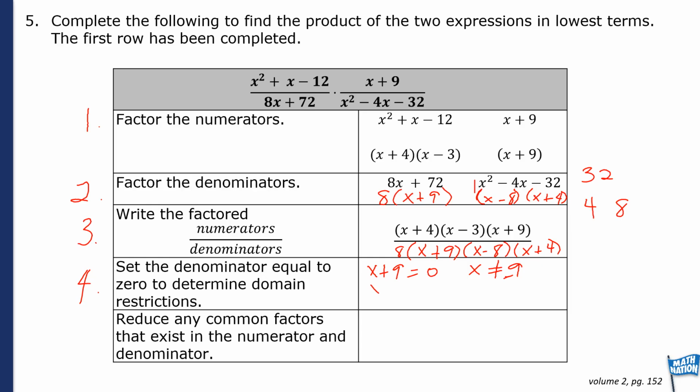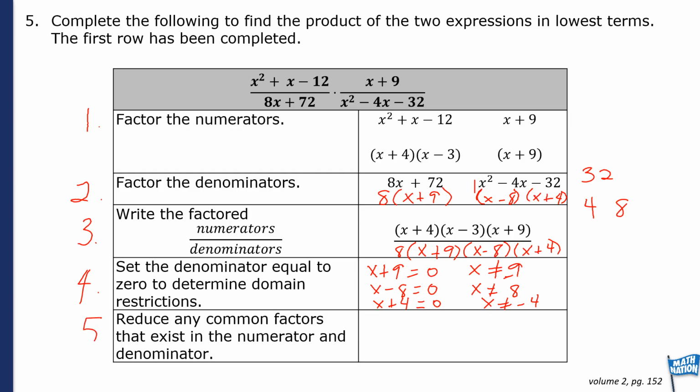Let's take the second one. We have x minus 8 equals 0. And when we solve for that, we get x equals 8. But we can't make x equal 8 in our denominator. And then the last one is x plus 4 equals 0. Solve for that. x cannot equal negative 4. So those are our domain restrictions.